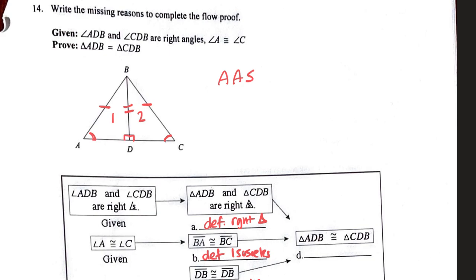I don't know if you're able to see it, but I'm going to write it again, reflexive property. And since this is the hypotenuse, and this is the hypotenuse, and these are the legs, and it's a right triangle, they are congruent because of the hypotenuse leg theorem.